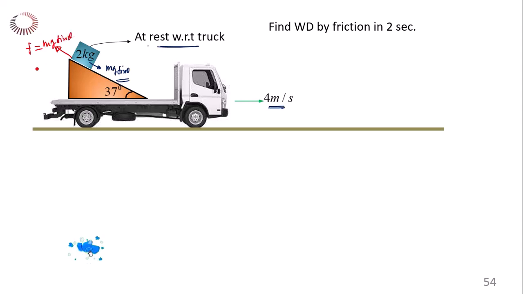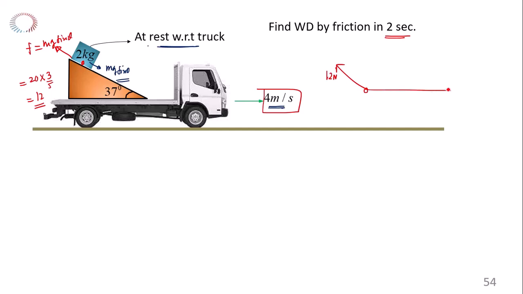Now what is the mg sin theta number? That is equal to 20 into sin 37. Sin 37 is 3 by 5, so 12. So 12 Newton is the friction force. Now this point of application of friction force is displaced by 8 meter in 2 seconds, because the car is moving at 4 meter per second. So the force of 12 Newton is acting at the point, and this point is displaced by 8 meter. The angle here is 37 degrees, so this angle is 180 minus 37.